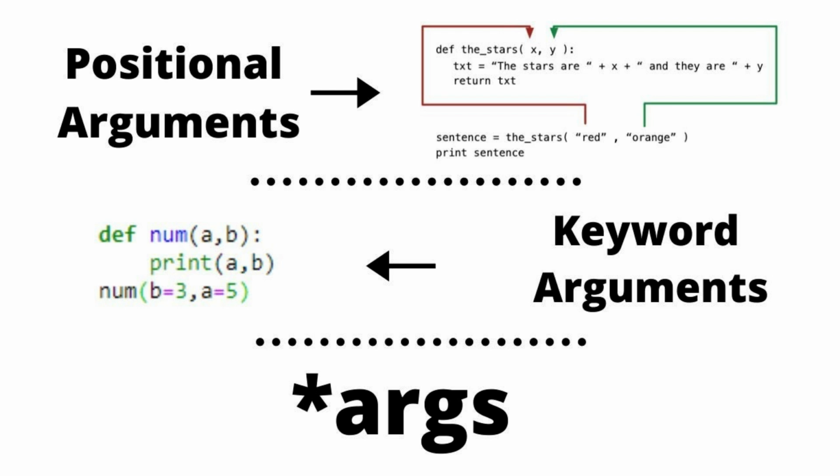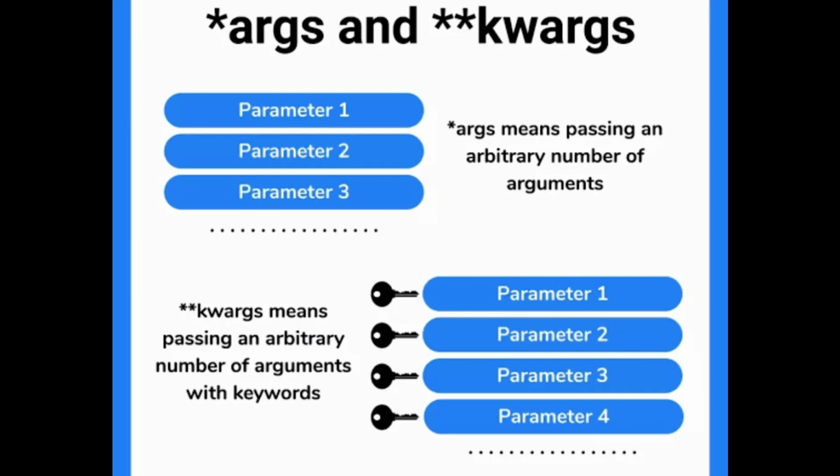But what happens if you don't know? I mean, what if you want to build a function that can take a variable number of arguments? That's where the star args and star kwargs come into play. So in Python, star args and star kwargs are special syntax used in function definitions to allow a function to accept a variable number of arguments.